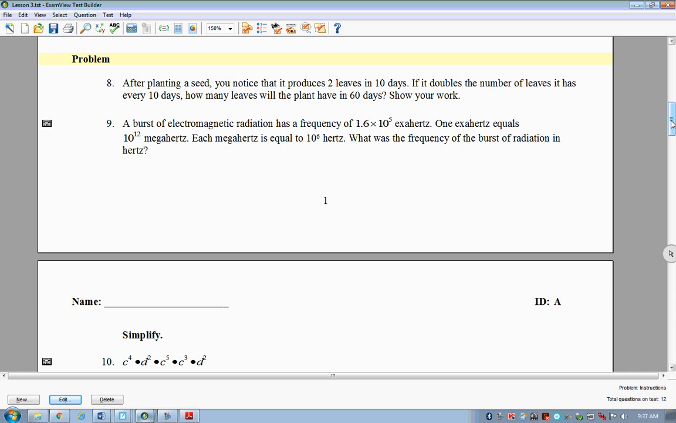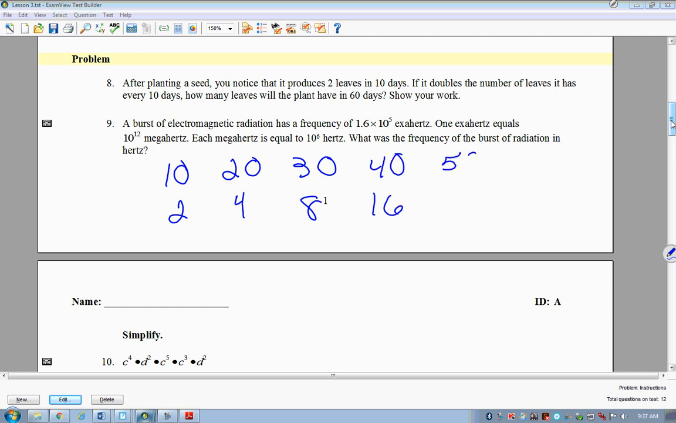So whenever I solve this question, I try to just solve it common sense, right? How many leaves does it have in 10 days? It's got 2 leaves. So how many leaves would it have in 20 days? 4. In 30 days? I'm doubling. 8. Okay, we're not going by evens, so if you get stuck in a 2, 4, 6, 8, you're going to get the wrong answer. 40 days, 16, 50 days, 32, 60 days, 64, and you'd get the right answer.